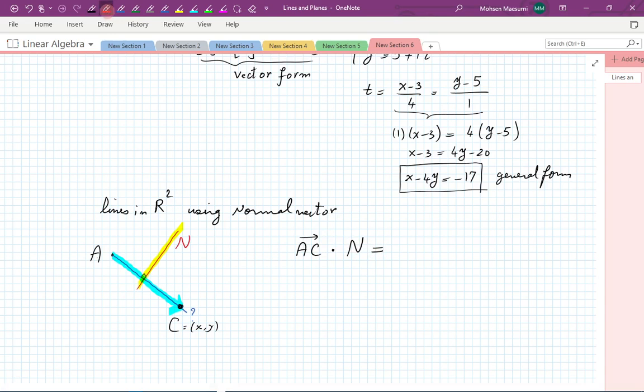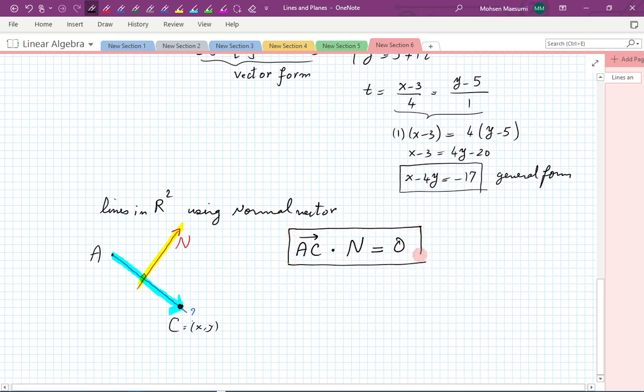You get, of course, since they're supposed to be perpendicular, 0. Well, then what? Well, that's actually the equation. We are done. Again, it looks deceptively simple. Are we done? Yes, this is our vector form.